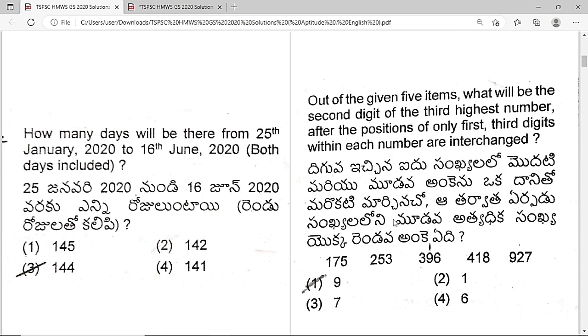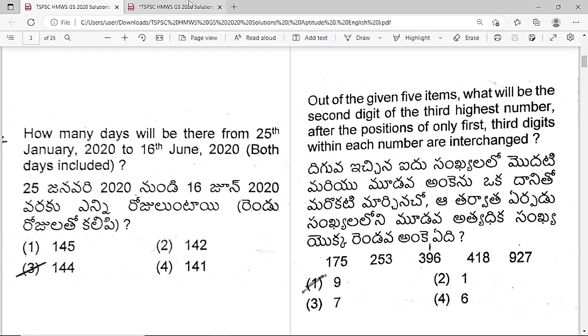So in this question what they are asking, there are only 5 items. So now we need to interchange the first digit and the third digit positions. After this, we have to find what is the third highest number. In this third highest number, what is the second digit we need to figure out? So of the 4 options, option A, 9 is the correct solution of this question.